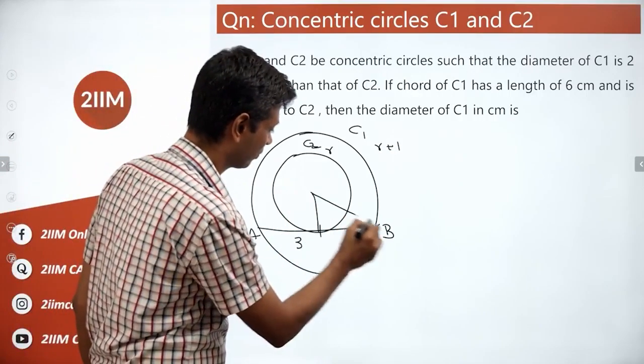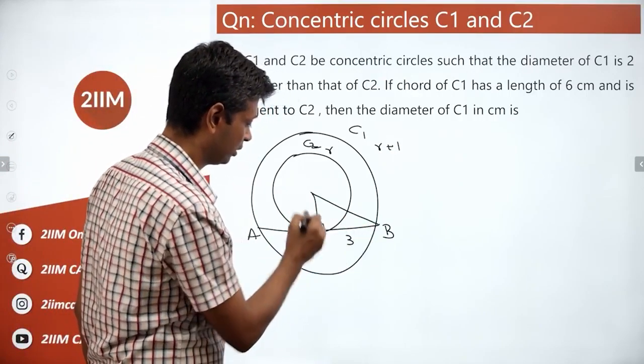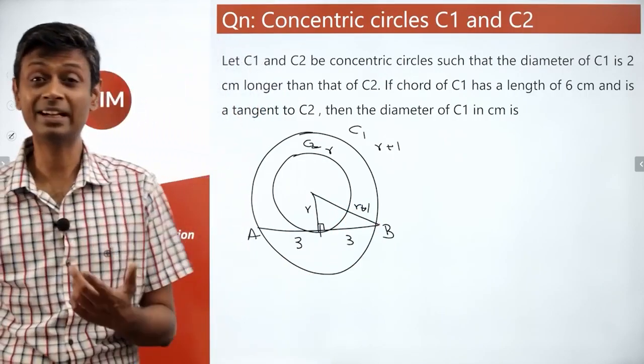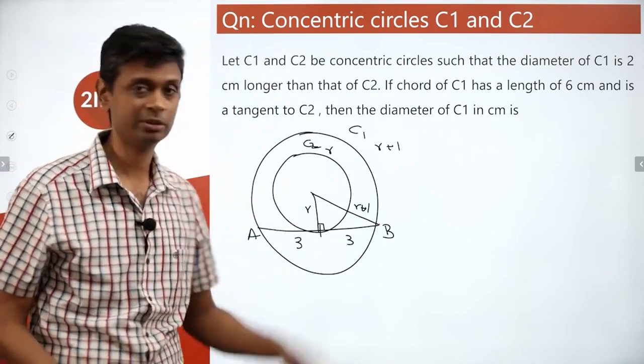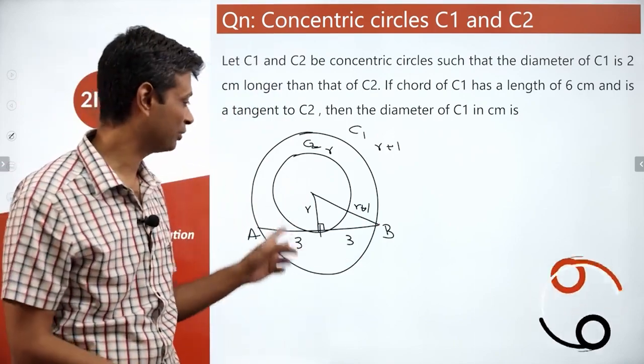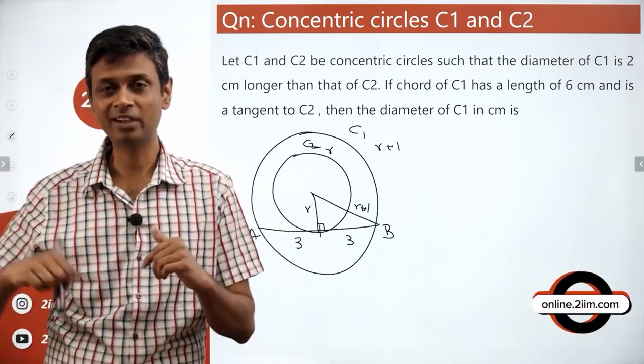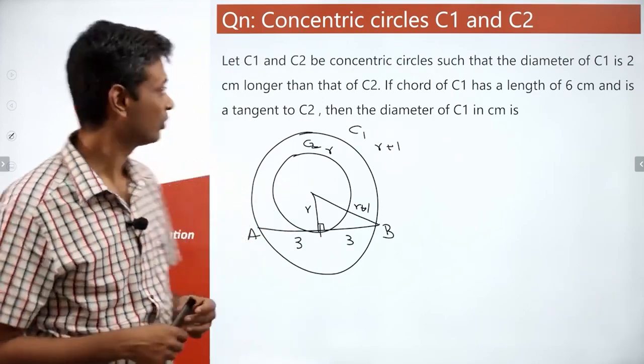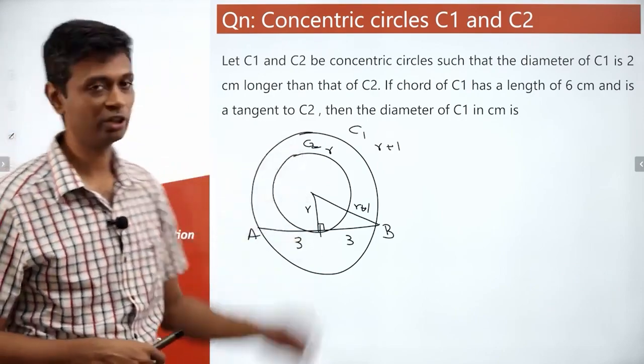Join this. This is 90 degrees. This is R. This is R plus 1. 3 sides of a right angle triangle: 3, R, R plus 1. I already know this: 3, 4, 5. So the inner circle has radius 4 centimeters, the outer circle has radius 5 centimeters. The diameter of C1, we find it to be 10 centimeters.